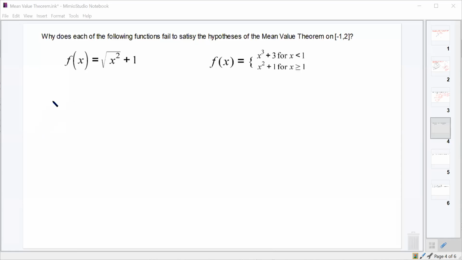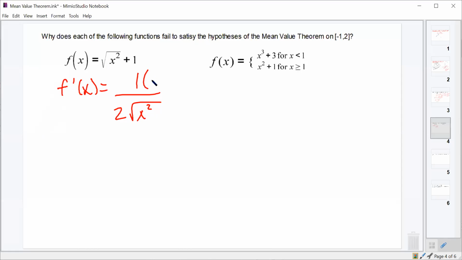It's not differentiable. Yeah, so if we try to find f prime of x, what do we end up with? The derivative of the square root of x squared is 1 over 2 square roots of x squared times the derivative of x squared, which is 2x. And having the square root of x squared in this denominator means that x cannot equal 0, right? And so if x can't equal 0 in my derivative, that pretty much solidifies that it's not differentiable there.